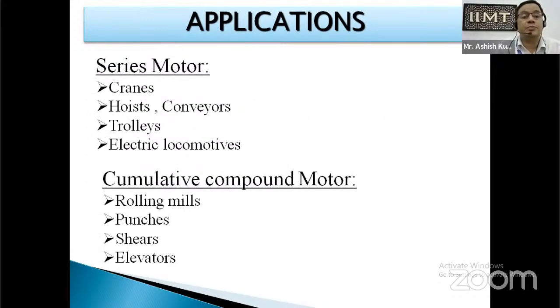While a series motor is used in cranes, hoists, conveyors, trolleys, and electric locomotives. Why is it used in cranes or electric locomotives? Because it produces high starting torque. But its disadvantage is that its speed is variable. It does not produce constant speed. So if we require high starting torque and constant speed, we can't use a series motor or shunt motor. We use a cumulative compound motor, and its applications are rolling mills, punches, shears, and elevators.